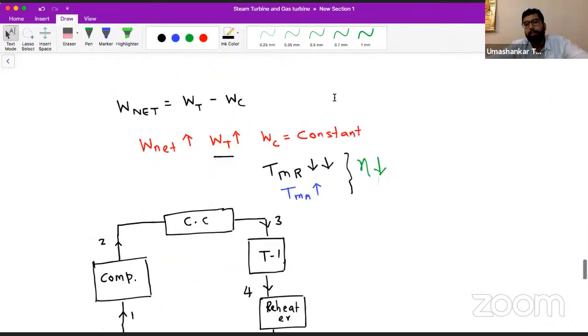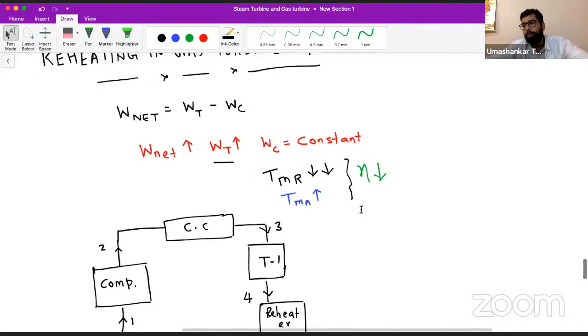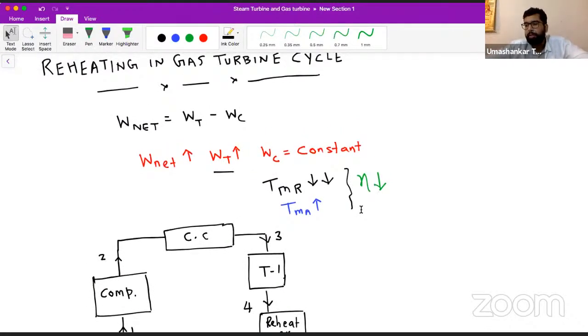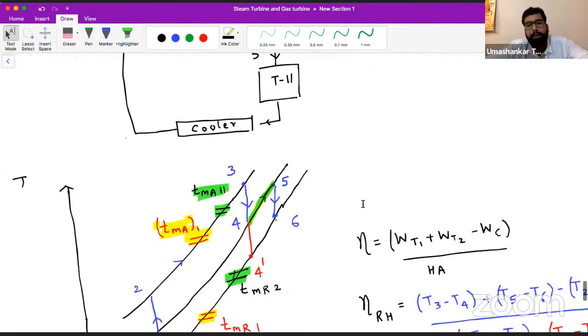Is that clear till this point about mean temperature of heat rejection, mean temperature of heat addition? I am seeing your responses. Okay, so I consider it to be clear.